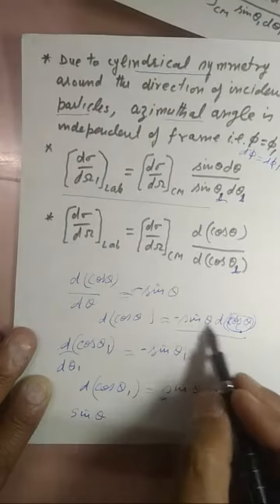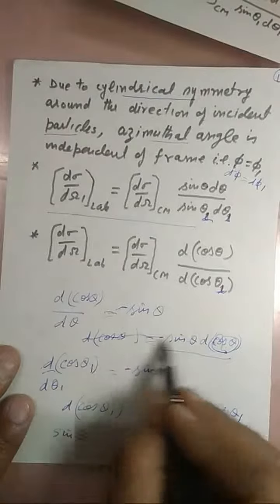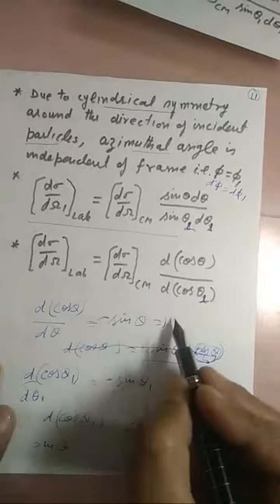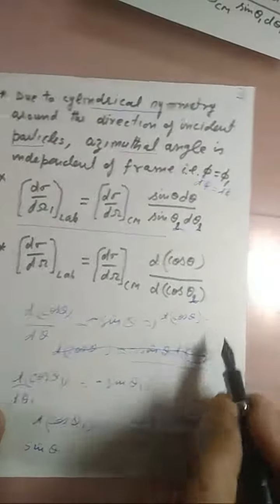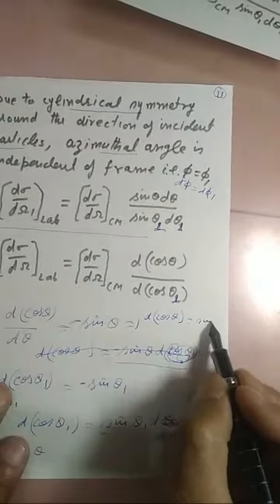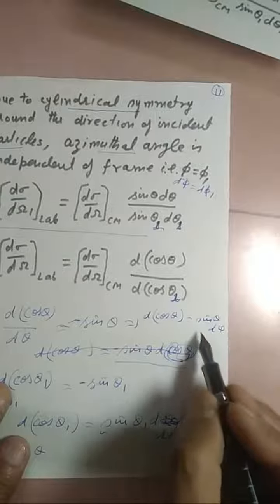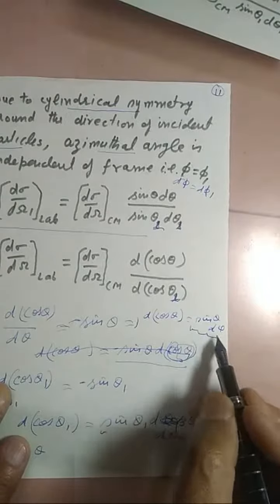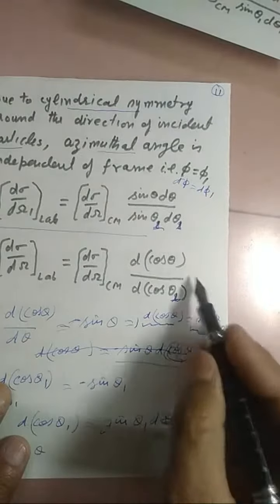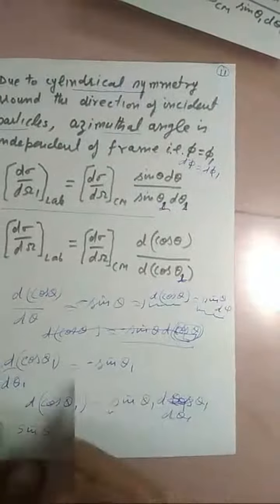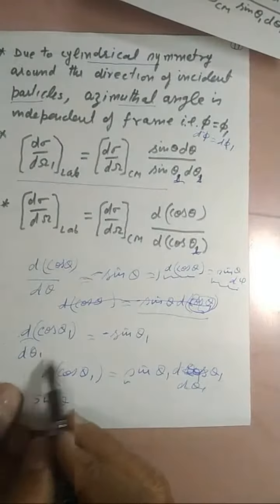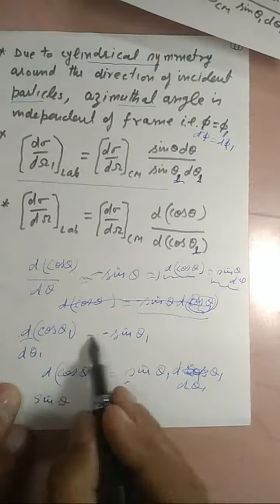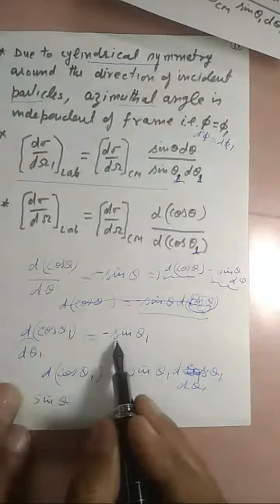This is d theta. Okay, I'm wrong here. So on rearranging this, I can write d cos theta is equal to sine theta d theta. So I can replace this sine theta d theta with d cos theta here. And in similar fashion here, d cos theta 1 by d theta 1. If I take the differentiation, this comes out to be sine theta.